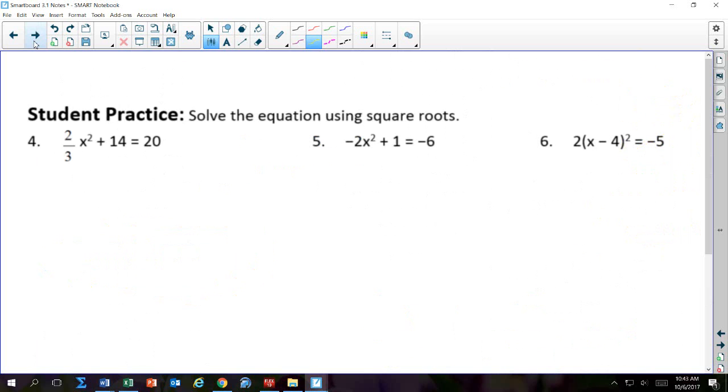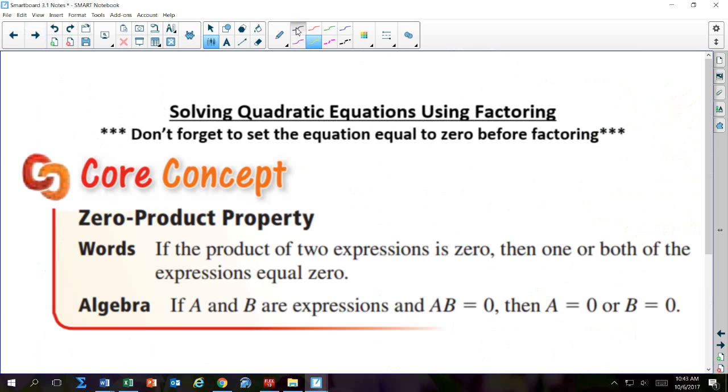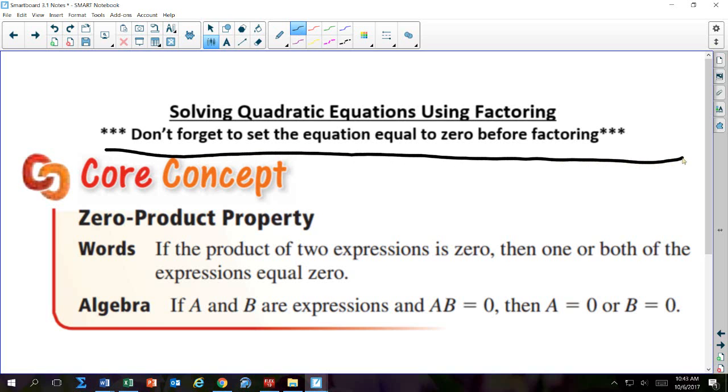All right, last topic we're going to talk about today is solving quadratic equations using factoring, which we've kind of already been doing. Please don't forget to set the equation equal to 0 before factoring. You have to have it in standard form. Ax squared plus bx plus c equals 0. You have to have it in that form before you start factoring. Do not factor unless your equation is set equal to 0. The zero product property says if the product of two expressions is 0, then one or both of the expressions equals 0. Okay, we'll see that here in a second.